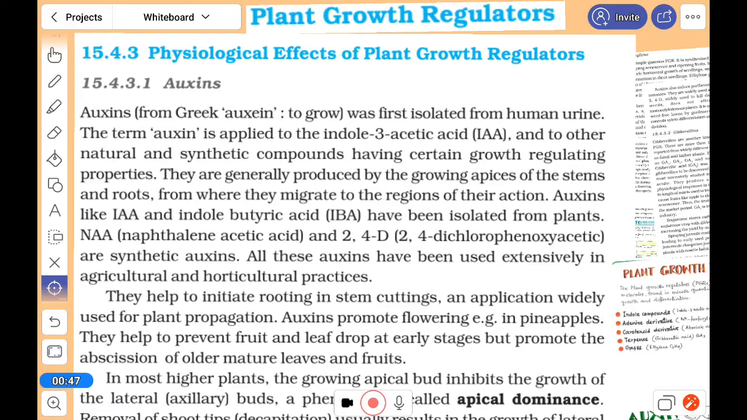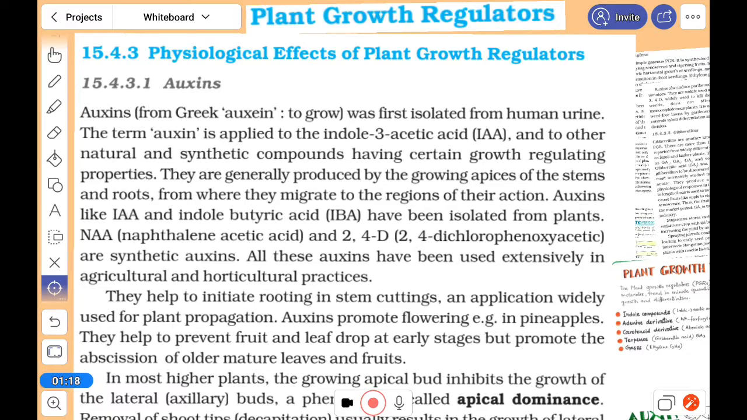But it is not like in animals. In animals, you know that specialized cells and specialized glands are involved in producing hormones. But here, each and every cell is capable of producing them. So here are the main hormones in our growth regulators. We can say plant growth regulator instead of hormone, the term PGR.